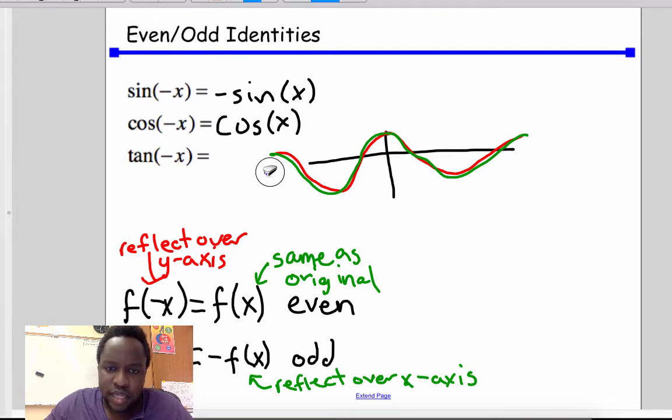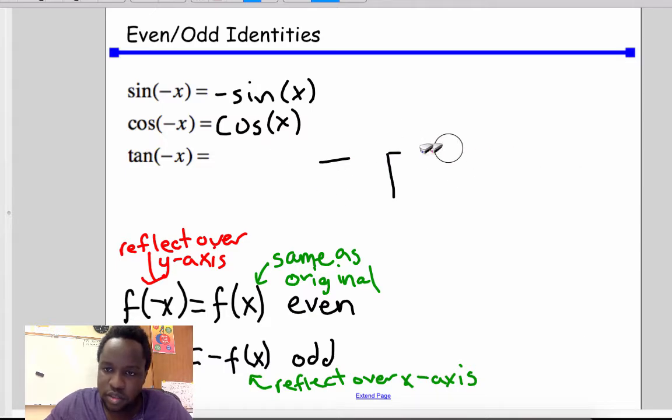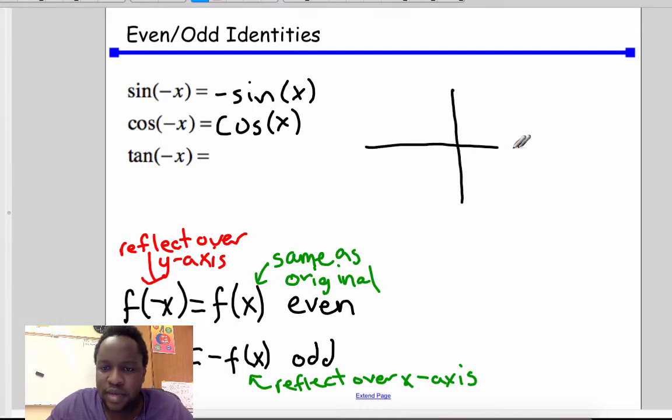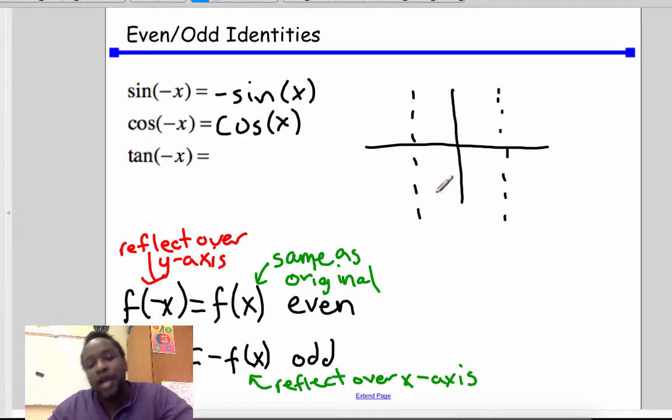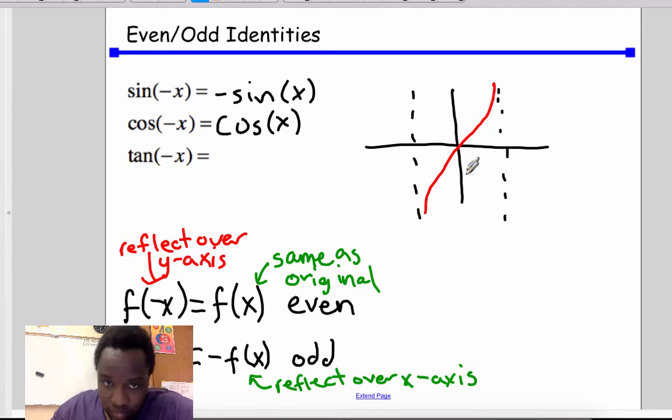And then for tangent, I have my y-axis, my x-axis. I have asymptotes at negative pi over 2 and pi over 2. And then I want to graph my tangent function. It looks something like that.